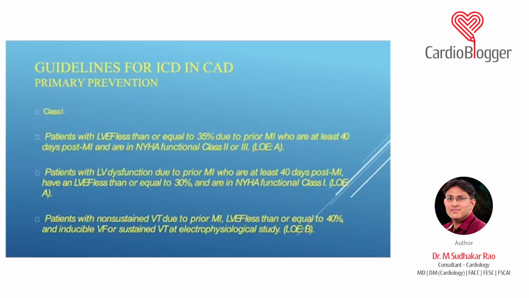Again, patients who are 40 days after MI who have an EF of 30% or less in NYHA class 1 can also be considered. So for NYHA class 2 or 3, the cutoff is 35%, whereas for NYHA 1, the cutoff is 30%. Why? Because it is very likely that this patient will have a VT. So the chances are very high of VT in people who have LV dysfunction less than 35%.